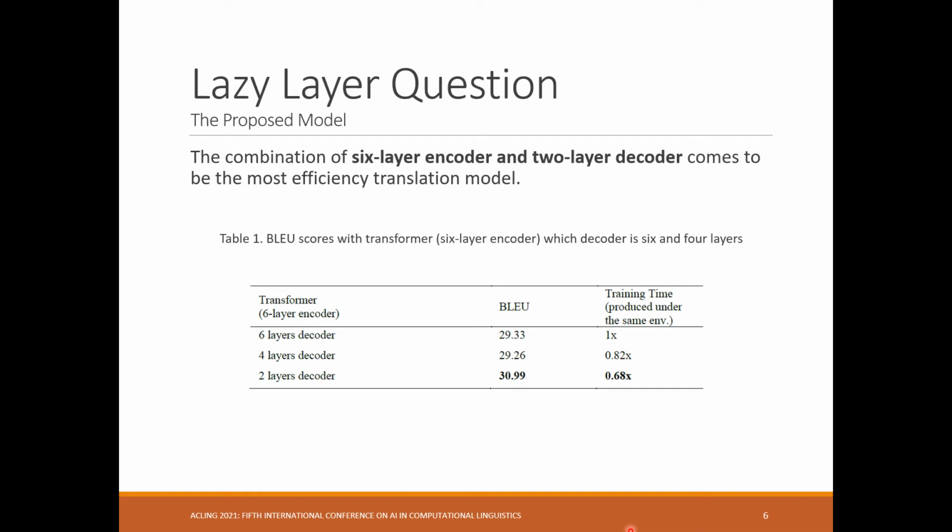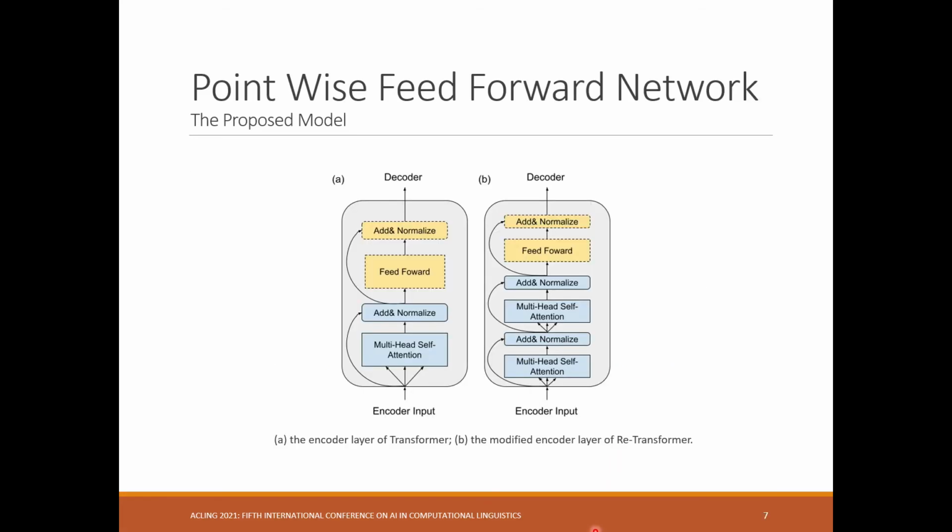See the table shown below. 2 layers decoder got 30.99 BLEU score, and the training time is 0.68 times to the original transformer. Next, we modify the encoder with pointwise feedforward network and self-attention.